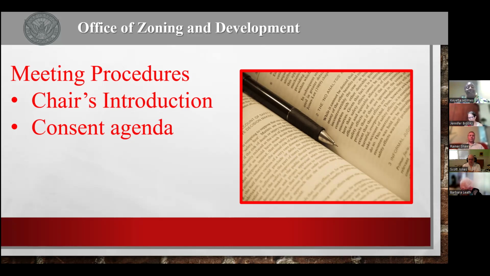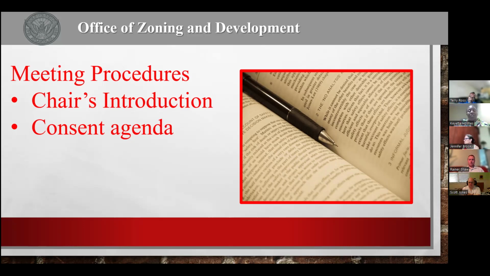But there is a process in the beginning where the chair talks about what the process of the meeting will be and how things are moved around on the agenda. With regard to the SAP hearing, there is not a chairperson, but there is a hearing officer that is appointed by me. That hearing officer also talks about a regular agenda and a minor agenda.